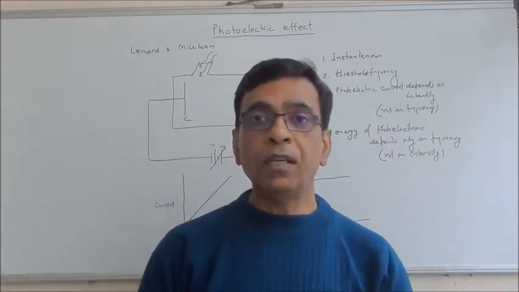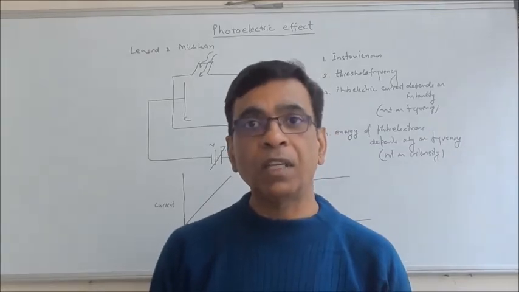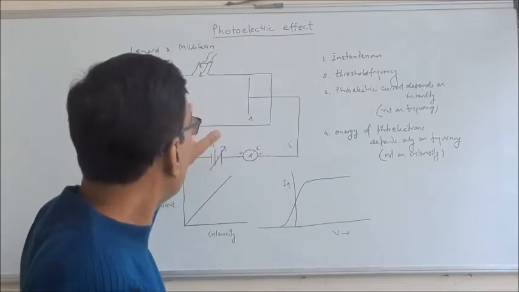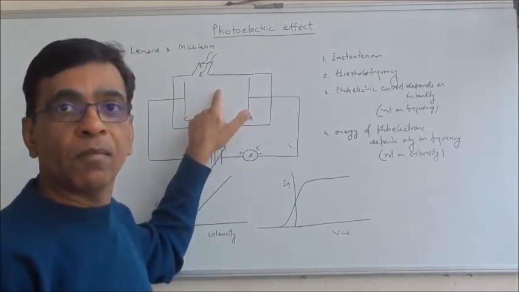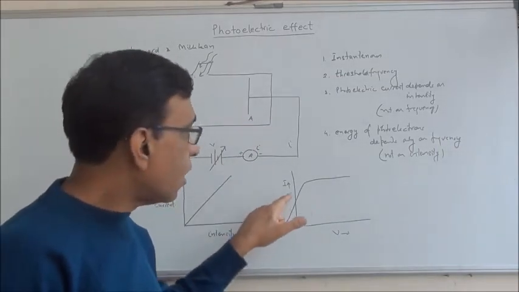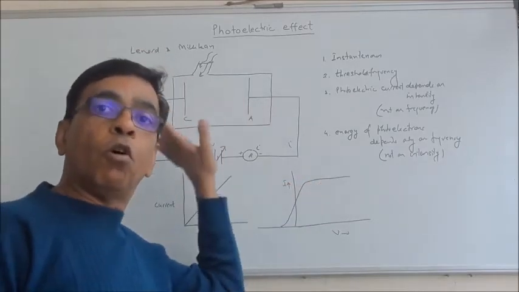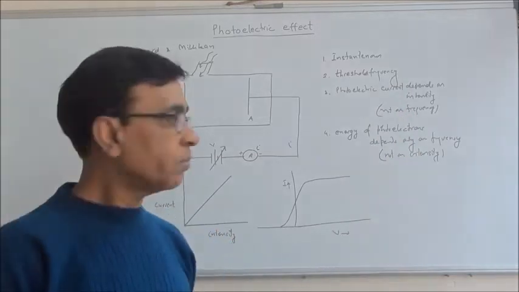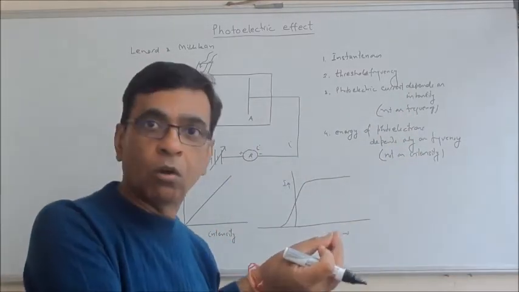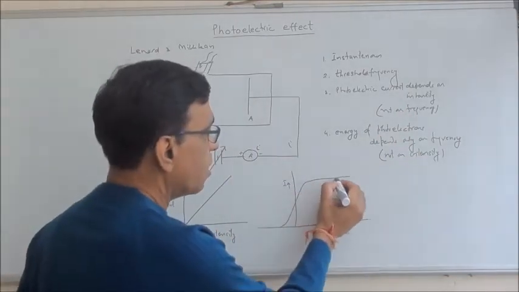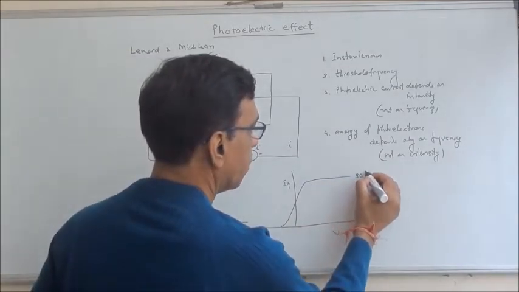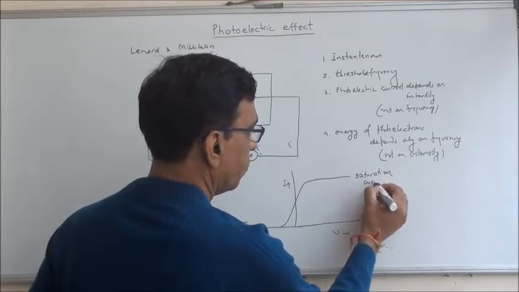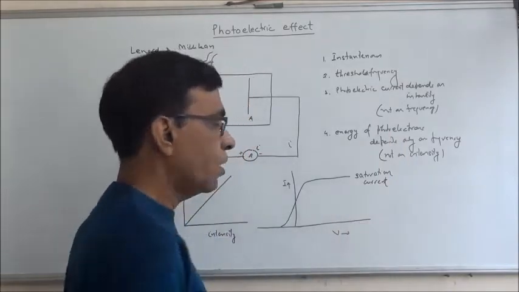Now we can get any change in current only if more electrons are emitted. If 1000 electrons are emitted, then this current will keep on increasing till all those thousand reach here. And once all those have reached, the current is constant. We need to emit more now to increase it. Okay, this is called saturation current.